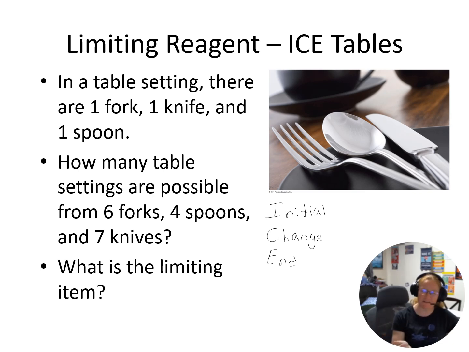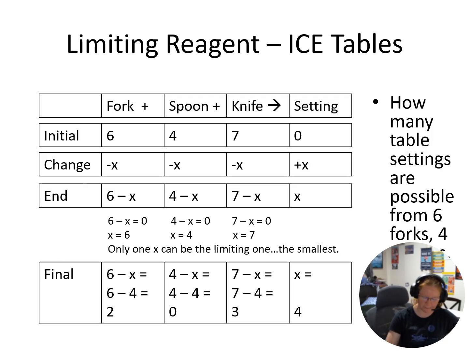So given this, what does this look like? All right, so our reaction equation is fork plus spoon plus knife yields 1 setting. So we start off with 6 forks, 4 spoons, and 7 knives, and we have 0 settings. So at the beginning of a reaction, all right, we're going to assume we've got starting material, but we haven't dumped it all together yet, so we have no product. So we're going to put that 0 there.